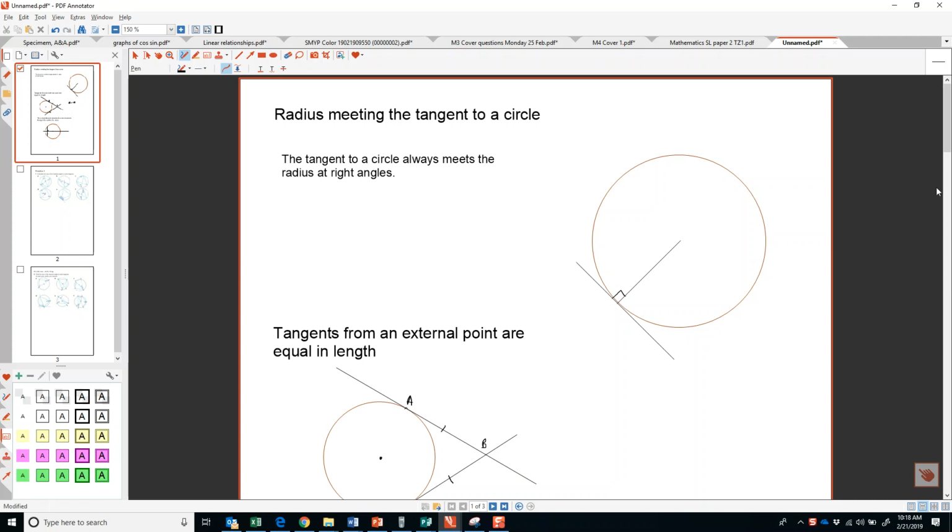The last couple of circle theorems that we're going to look at. First one, radius meeting the tangent to a circle. The tangent to a circle always meets the radius here at right angles. Okay? So we can get that down. This is the type of thing, like I said yesterday, I recommend making some cue cards up for. There are quite a few of them.